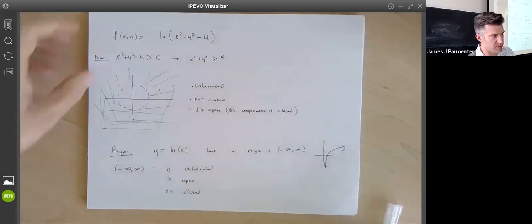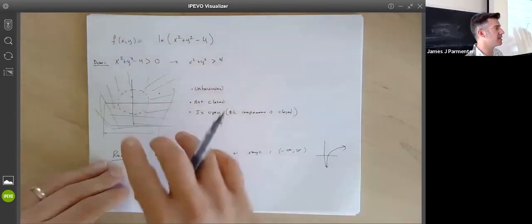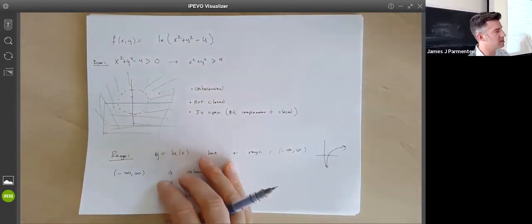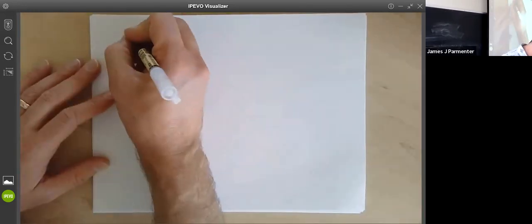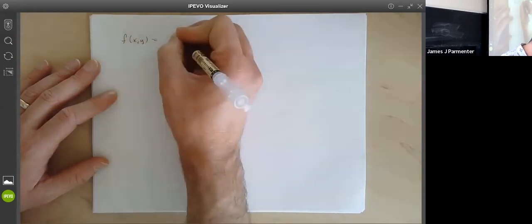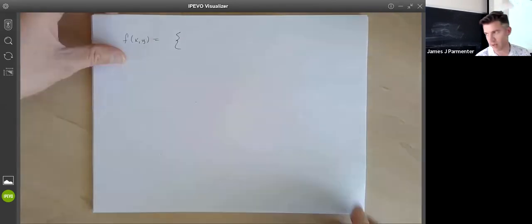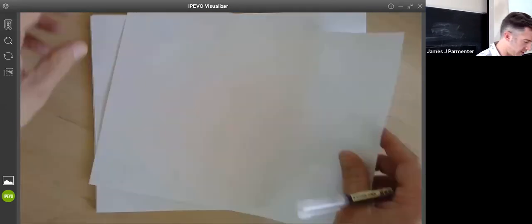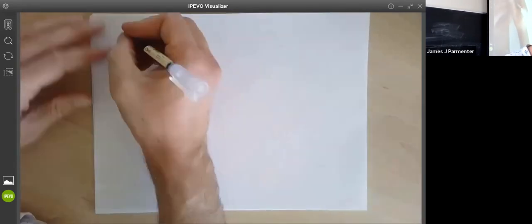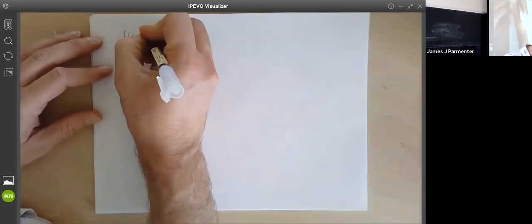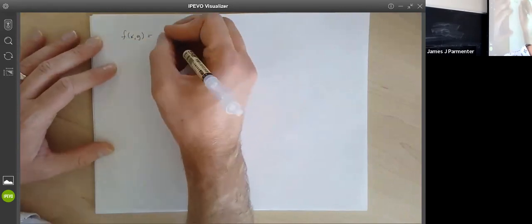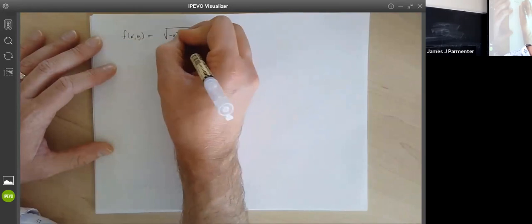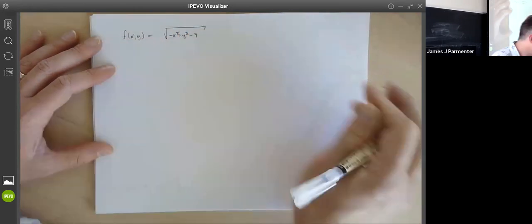Okay, one more really stupid example. Sorry, not to say the last one was stupid. One more example that happens to be really dumb, but I feel like I should mention. Let's say my function was f of x, y equal to the square root of negative x squared minus y squared minus 9.